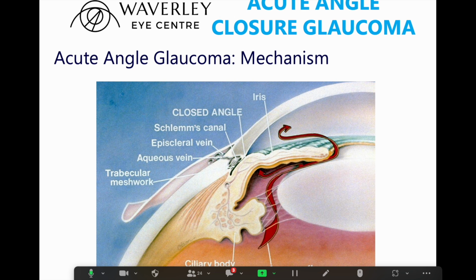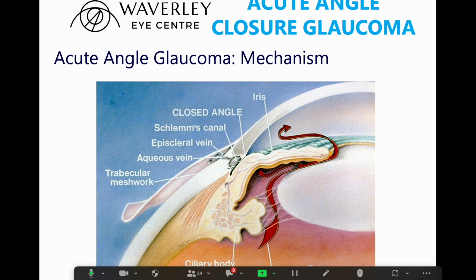Aqueous fluid is produced in the ciliary body, and then that flows beside the lens and between the lens and the iris, and it flows into the anterior chamber, and then it flows into the trabecular meshwork, which is located in the angle that's adjacent to the back of the cornea and the front of the iris. And that's the normal flow of the aqueous fluid in the eye.